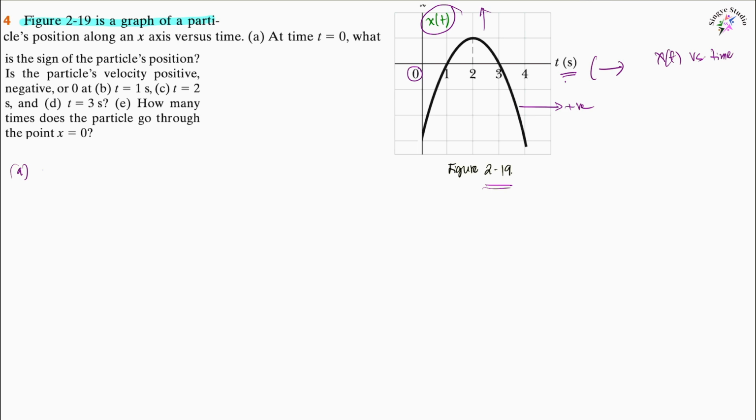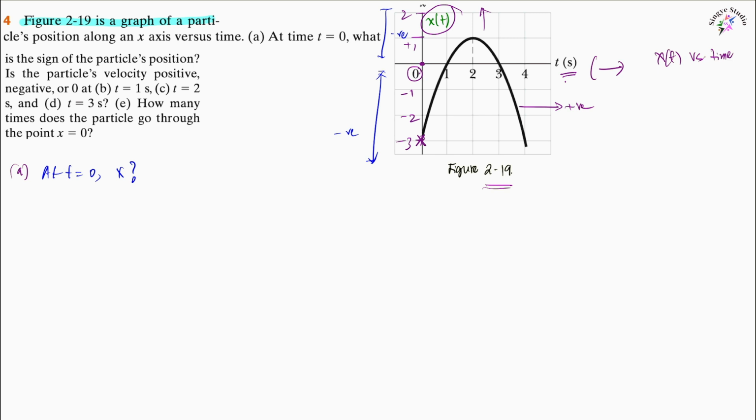But as you can see, along the vertical axis it is the particle's position. And this side is the negative part and this side is the positive part. By understanding this, we can answer part A. Part A says, at t equals 0, what is the particle's position? As you can see from here, this is the 0, and at t equals 0 the particle's position is here. And the values are -1, -2, -3, +1, +2, etc.